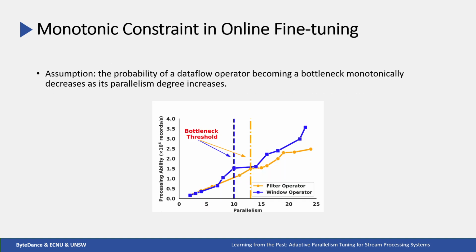Finally, during online fine-tuning, bottleneck predictions are refined using a monotonic constraint. This constraint captures the expected behavior of operators: as their parallelism increases, their processing ability improves. By embedding monotonicity into the model design, we ensure that parallelism recommendations align with system realities.